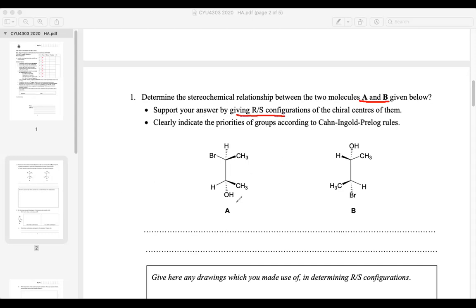So first of all, you have to find out the RS and they have mentioned clearly indicate the prioritize. You will definitely not get marks for all the parts if you just write RS. You have to mention the prioritize groups. We have already given you quite a few videos on how to do the prioritize groups.